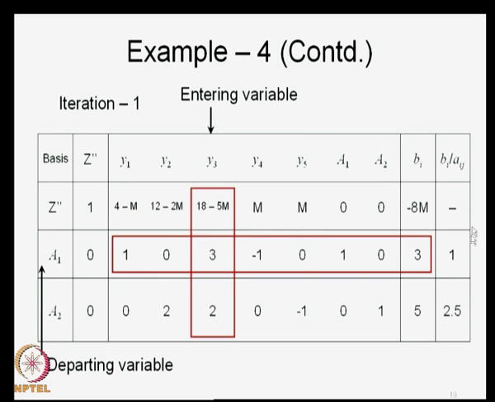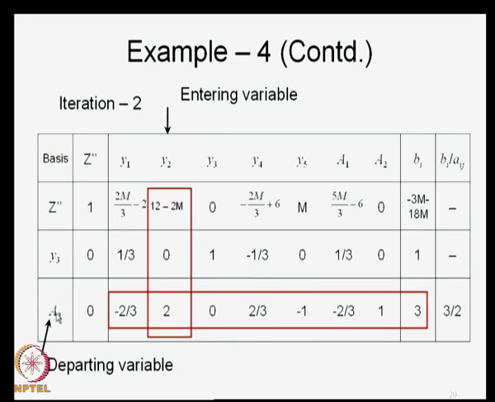So, we do this as we have done earlier. This is the z row, and then you identify the entering variable. How do you identify the entering variable? The highest negative coefficient. Remember, m is a very large number, and therefore, minus 5 m dictates which is the variable having the highest negative coefficient in the z row. So, this becomes the entering variable. Corresponding to that, you get the bi by aij's. Whichever has the lowest ratio will become the departing variable. In this case, a 1 becomes the departing variable. So, the next basis will be y 3 and a 2.